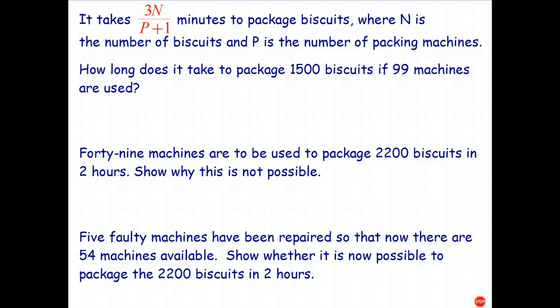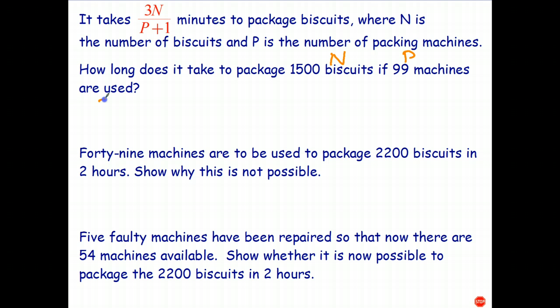Welcome back, students. Let's get started. It takes 3n all over p plus 1 minutes to package biscuits, where n is the number of biscuits and p is the number of packing machines. How long does it take to package 1,500 biscuits? So that's going to be n. The number of biscuits is n, and there are 99 packing machines, so the 99 is going to be the value for p.